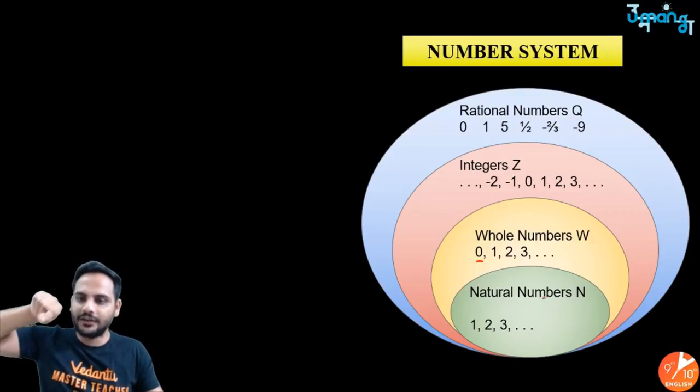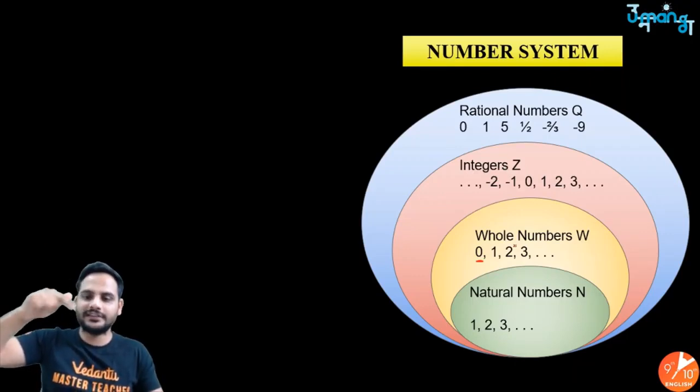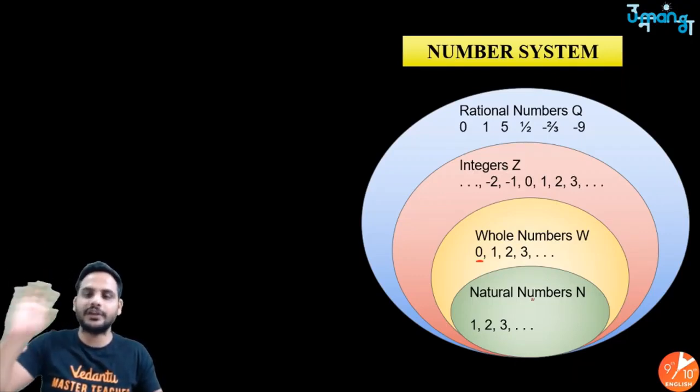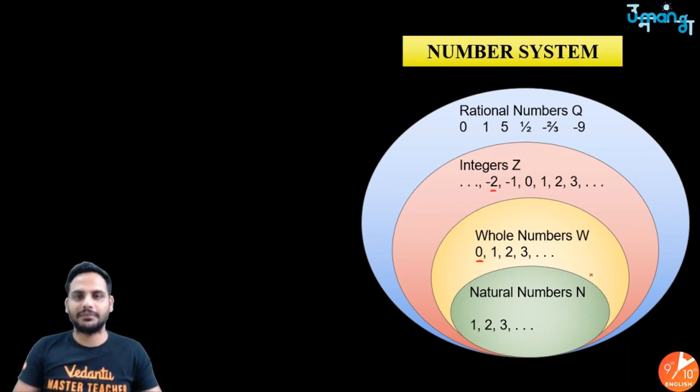So I can say all natural numbers are integers, all whole numbers are integers, but all integers are not whole numbers, or all integers are not natural numbers, because of the negative numbers, and 0 as well in the case of natural numbers.